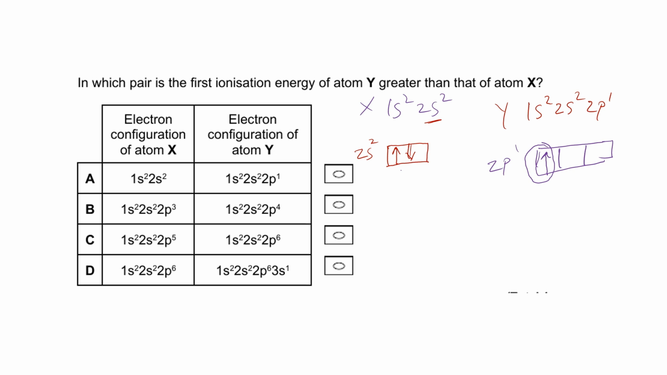Okay, so here X is greater. X is having greater ionization energy than Y. So A is not our answer. And let's look at option B.